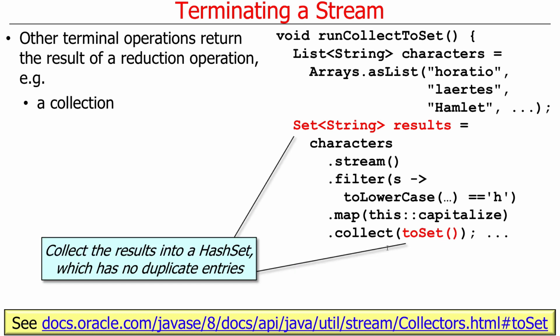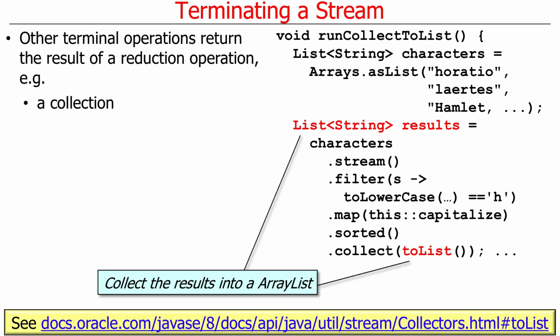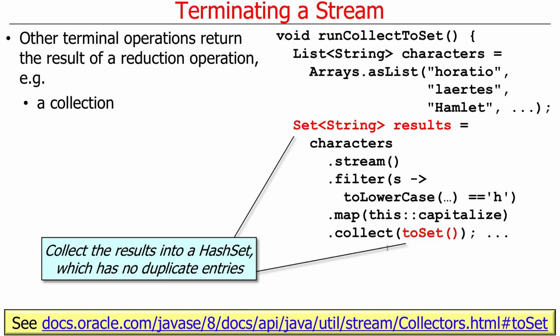Here's a similar approach using a different data structure. This uses toSet. toSet is also a factory method that knows how to create an accumulator, a mutable result container, as it's called, which accumulates the stream elements, except it stores them into a set. What's the difference between a set and a list? A list can have duplicates, whereas a set does not.